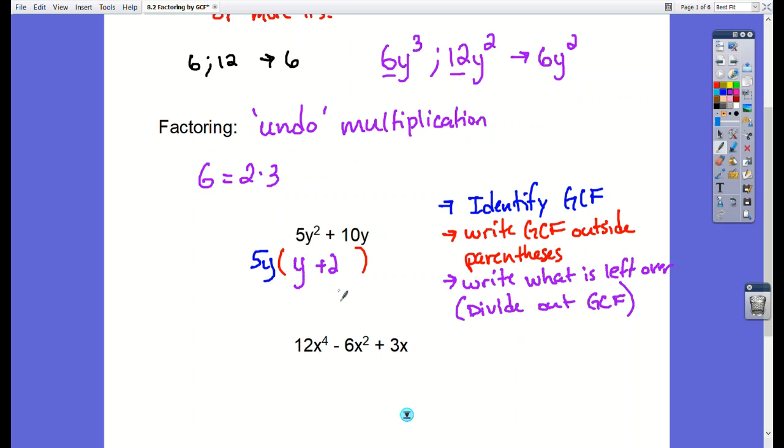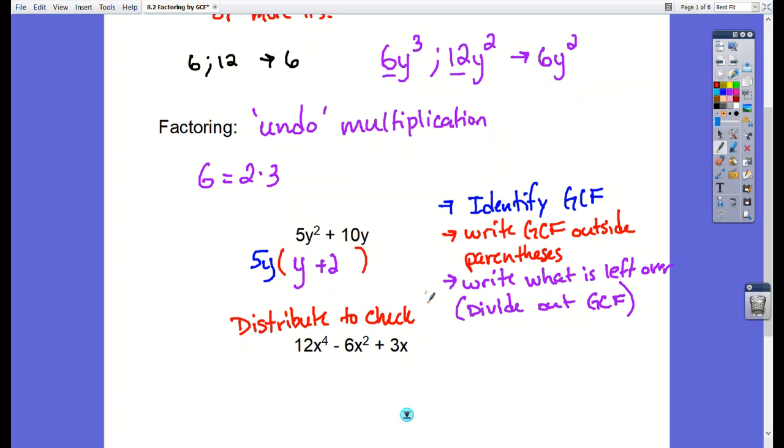How can we check to make sure we did this correctly? In math, we always have a way to check, Dawson. We'll distribute 5y. There you go. Distribute and check. And I would just do that mentally, right? That's not something you actually need to write down. Just do a quick mental check. 5y times y is 5y squared. 5y times 2 is 10y.